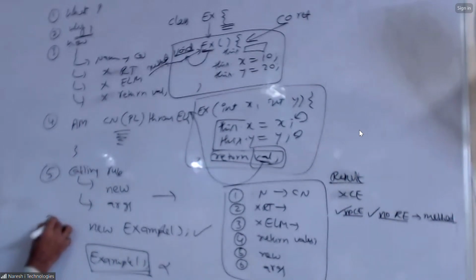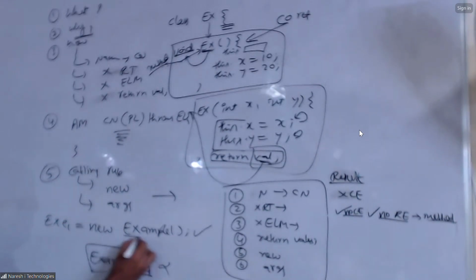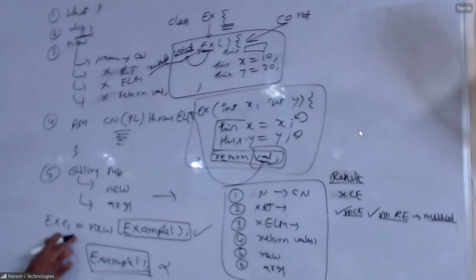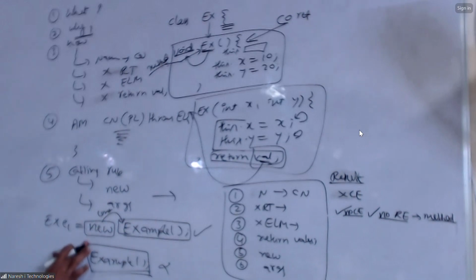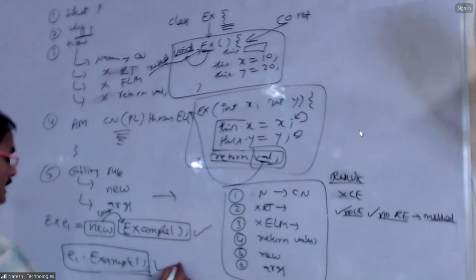Now, Example e1 equal to new Example. Tell me, here, is it considered a constructor or a method? It is considered a constructor. Why? Because you are calling it by using the new keyword. Now, if I write e1.Example(), there is no compile time error; it is considered a method.